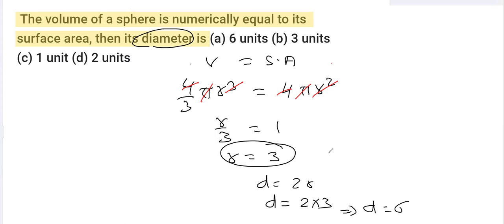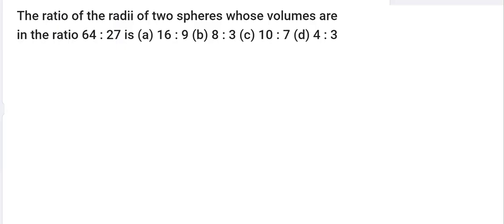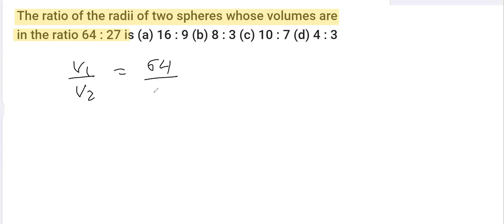Now, in the next part, we have to get the ratio of the radii of two spheres whose volumes are in the ratio of this. So we know the ratio of the volumes of two spheres. Let's say V1 over V2 is equal to 64 over 27. This is what we know.